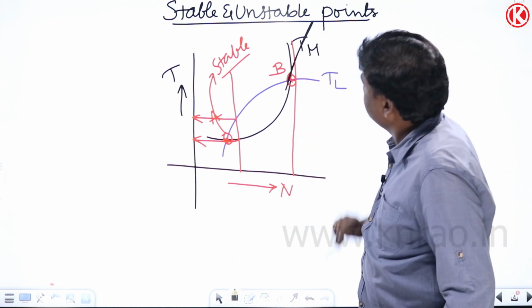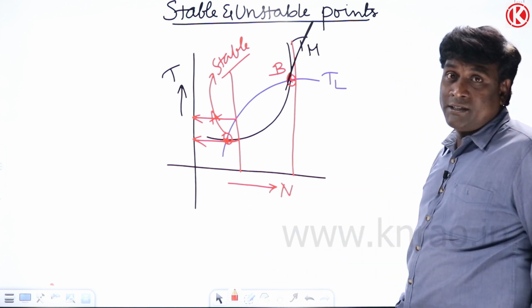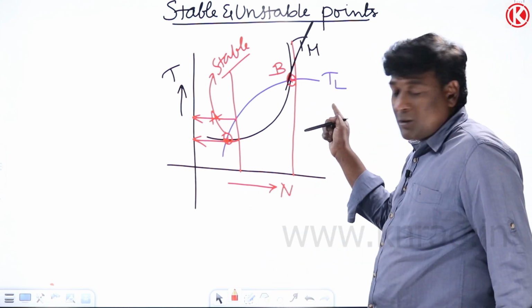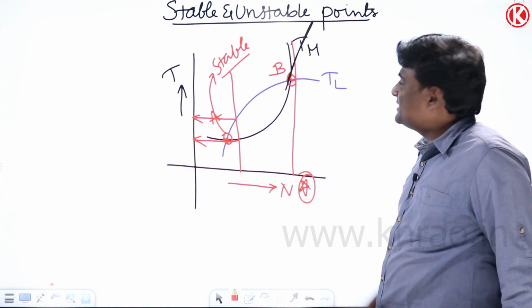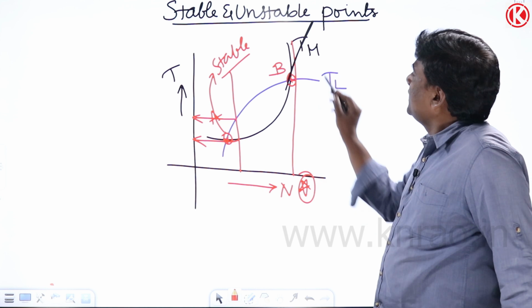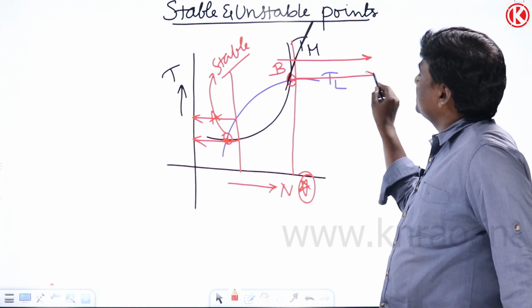Let me write like this. In the direction of increase in speed, what will happen immediately after this particular point? After this junction point, go through it, and this is going to be the torque, and this blue line is going to be the torque.